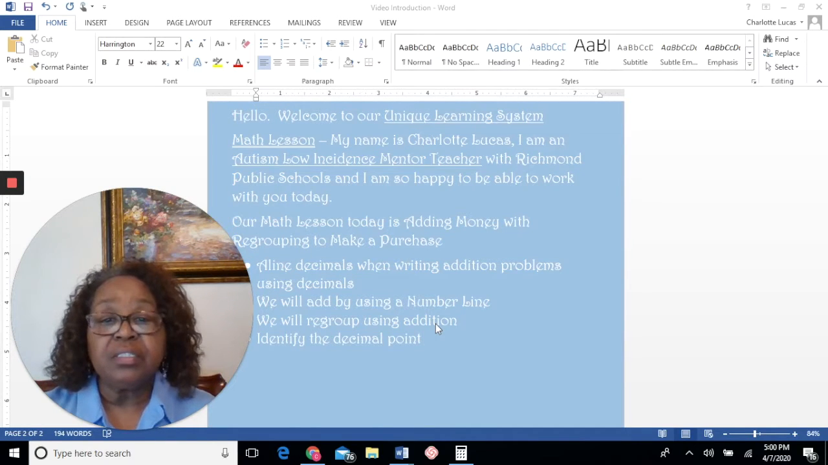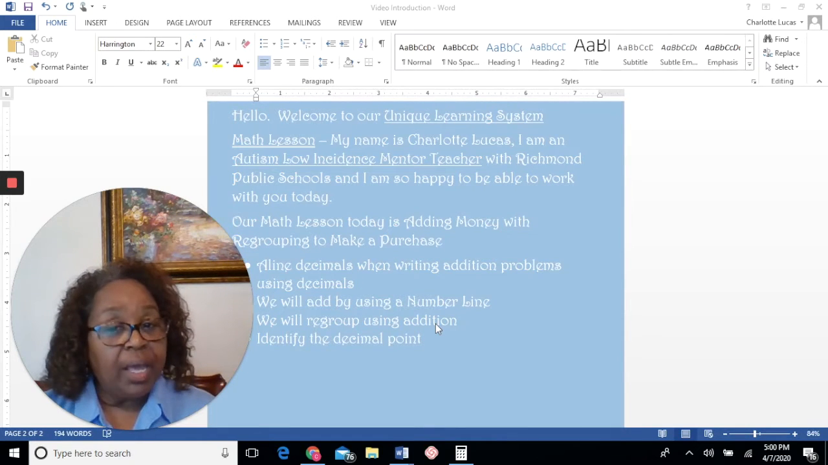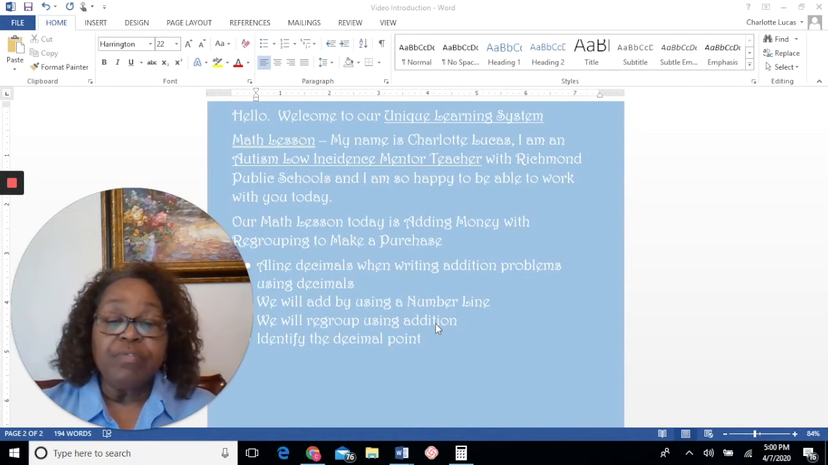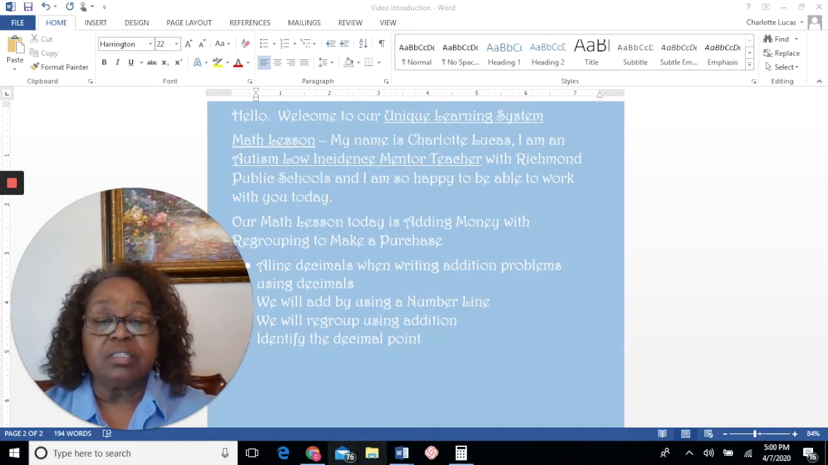Our math lesson today is adding money with regrouping to make a purchase. Some of the things that we will be discussing: we will align decimals when writing addition problems and using decimals. We will add by using a number line. We will regroup using addition, and we will identify the decimal point. Well, we've got a lot to do, so let's get started.